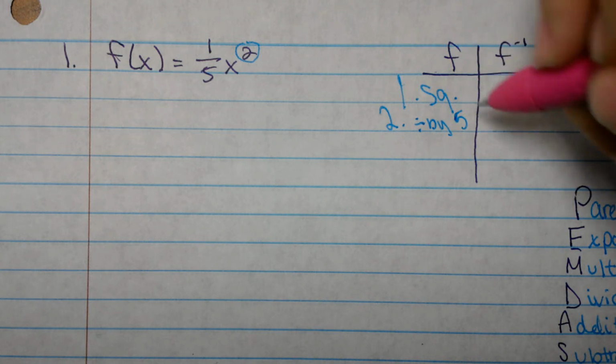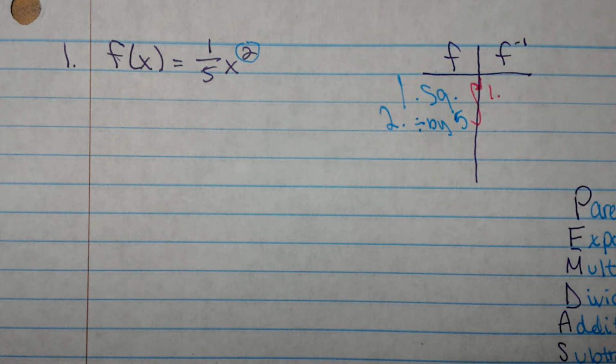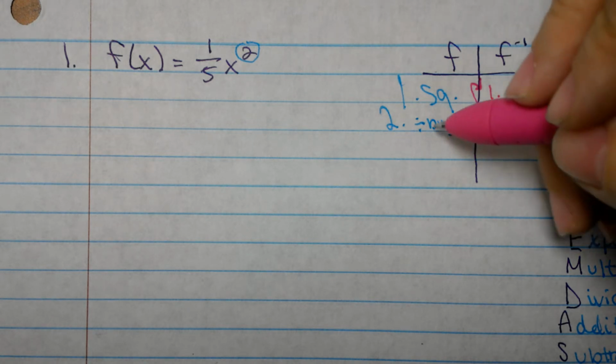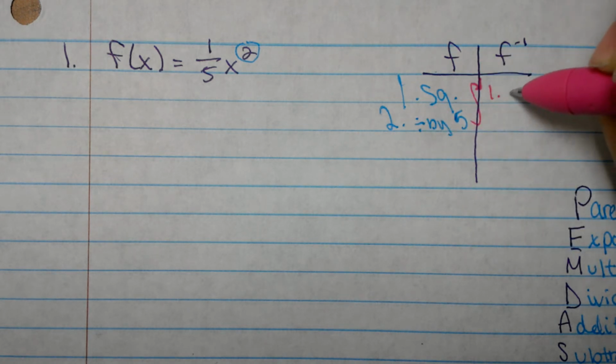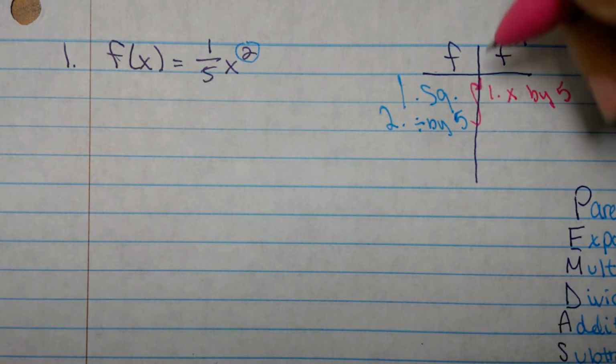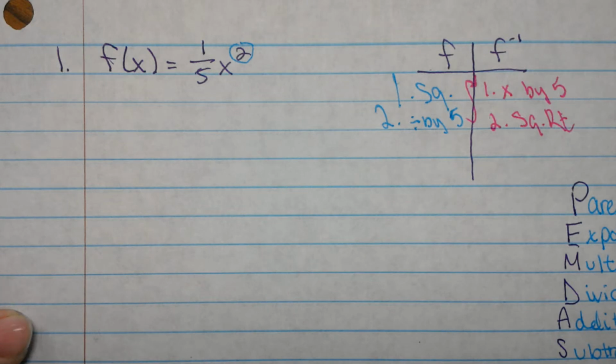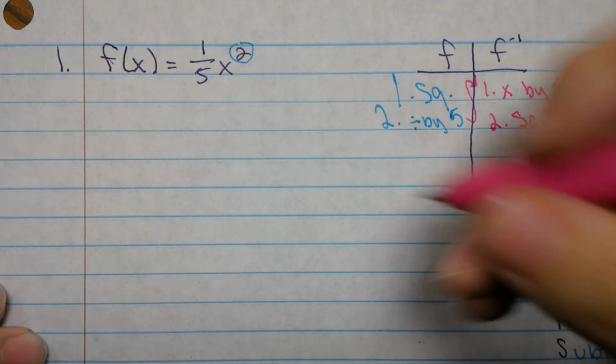For the inverse, you start with that last step and you do the opposite operation. So the opposite of multiplying is dividing. So if you divided, the opposite would be multiply by 5. Then the opposite of square is square root. So you write that out.